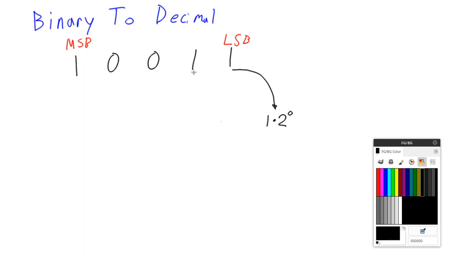Now let's look at this one here. We've got 1 times 2 to the power 1. So we've got a nice progression here. We just go 2 to the power 0, 2 to the power 1, and so you should guess that this is 0 times 2 to the power 2. And then we've got 0 times 2 to the power 3. And last but not least, we've got 1 times 2 to the power 4.